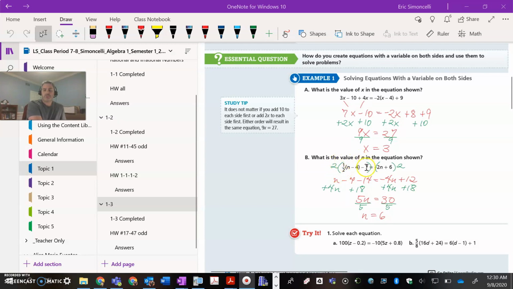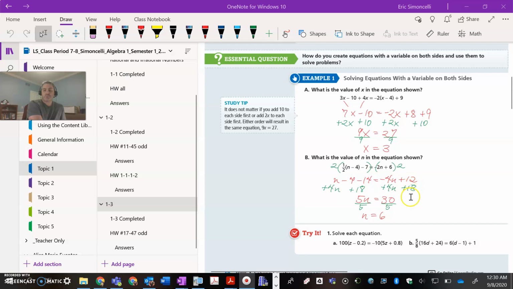2 does need to be distributed not just to the first part, but also to this negative or minus 7 piece. So 2 times negative 7, that's negative 14. The n minus 4 is all that's left in that particular quantity, because again 2 times a half cancels, so to speak, to be 1. On the right side of the equation, distribute the 2 to both of those. You end up with negative 4n plus 12.